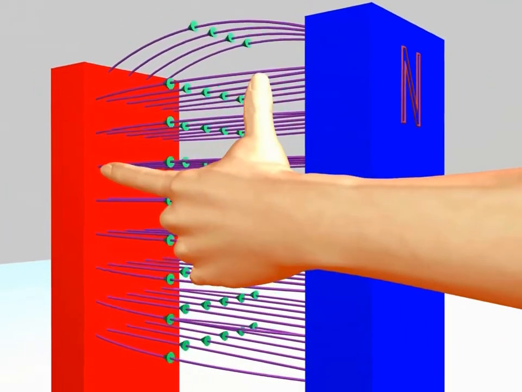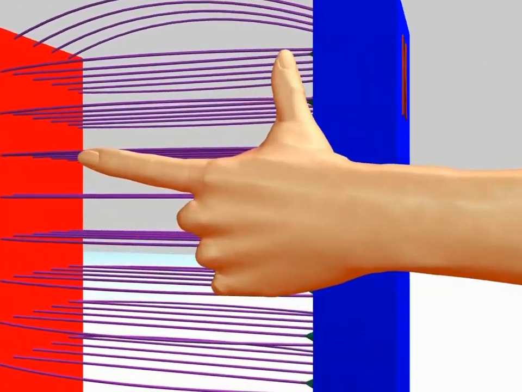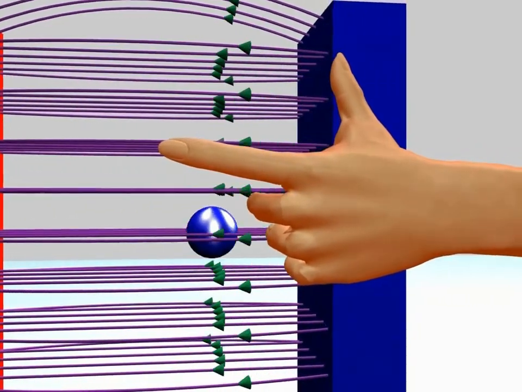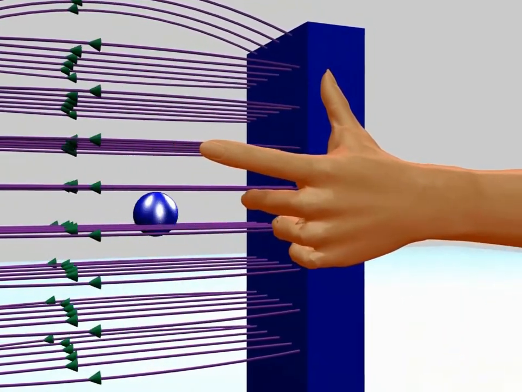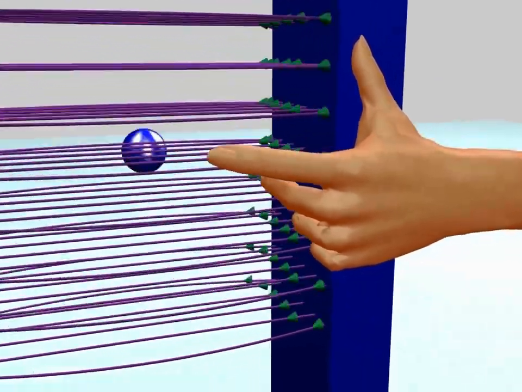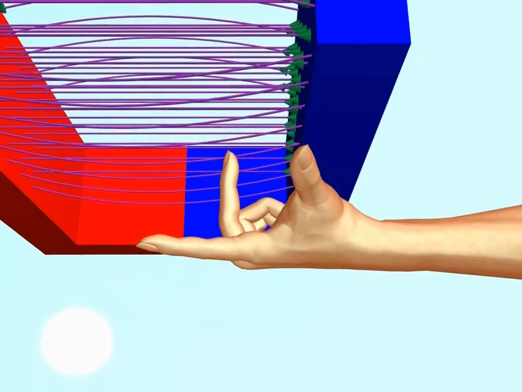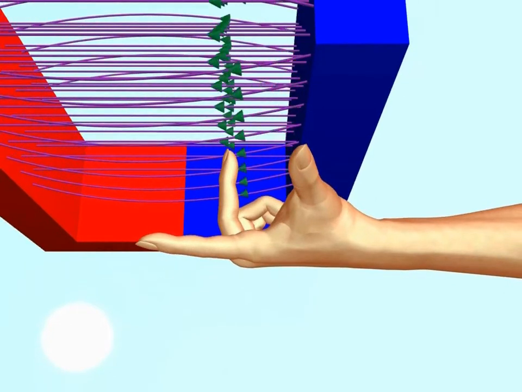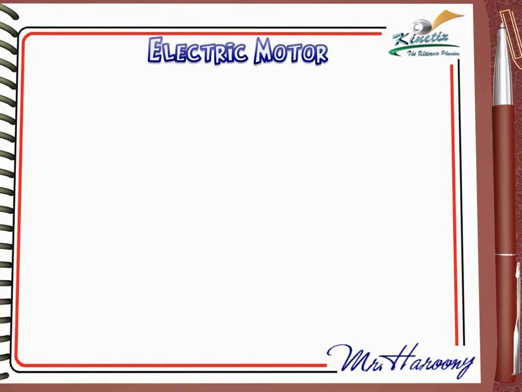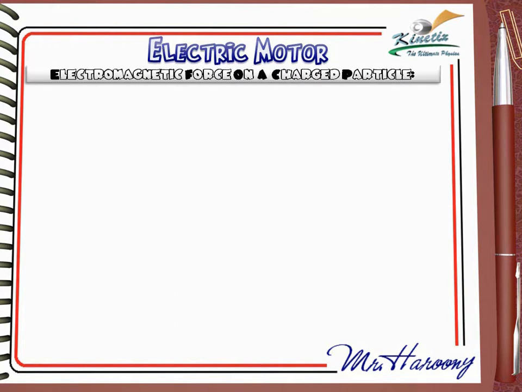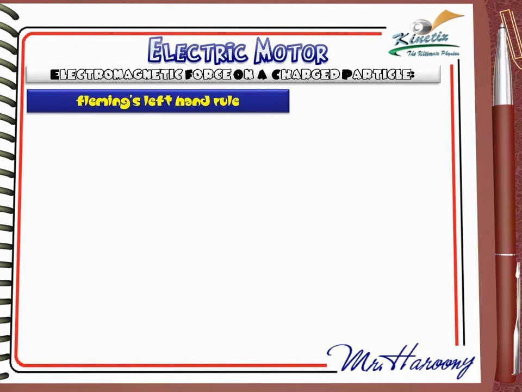The effect of a magnetic field on a positive charge is the same as that on a wire with an electric current, given by Fleming's left-hand rule. For the negative charge, the effect is opposite to that on both wires and positive charges, and it's opposite to that given by Fleming's left-hand rule. And now we will study in detail the electromagnetic force on a charged particle, and this is by Fleming's left-hand rule. Let us start with the case of a positive charge.